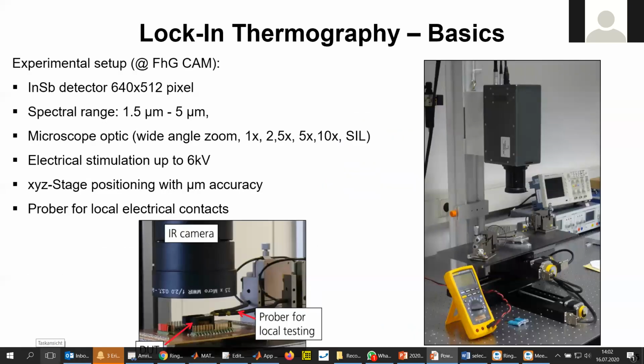Okay, these are images of the lock-in system that we have here at the Fraunhofer in Halle. We have the infrared camera here. We have a tilt stage for the sample. We have probers in case you can't solder wires to your sample. If it's too filigree or small, you need to connect the electrical power supply using needles, needle probers. It's an XYZ stage for precise positioning.